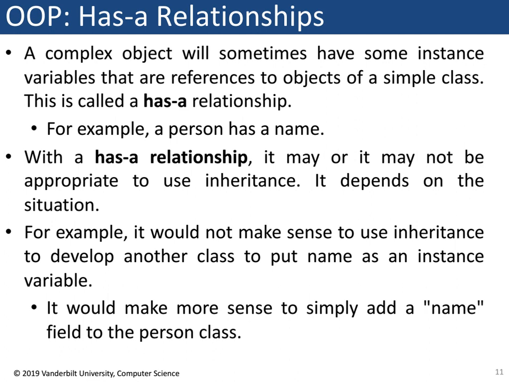As an example of why you would not inherit in a has-a situation, consider that person has a name and name is a string. However, it would not make sense to say that person extends the type string, because a person is not a more specific type of string. That is not accurate. It would make more sense to simply add a name field to the person class with the name field having the type string.